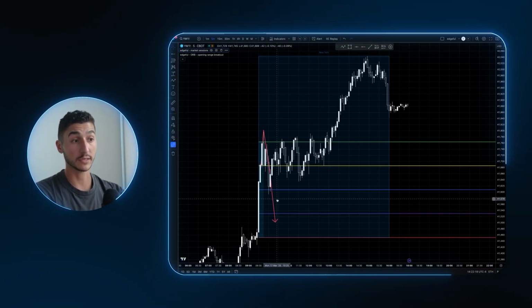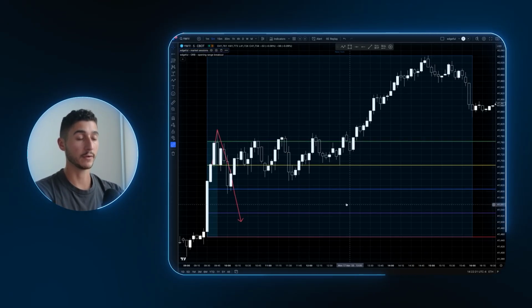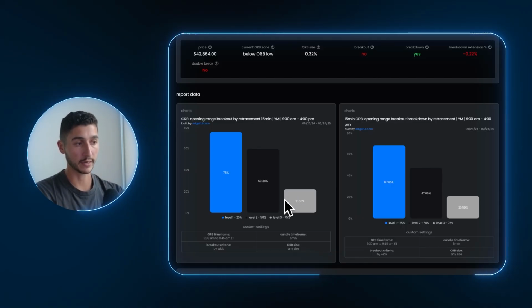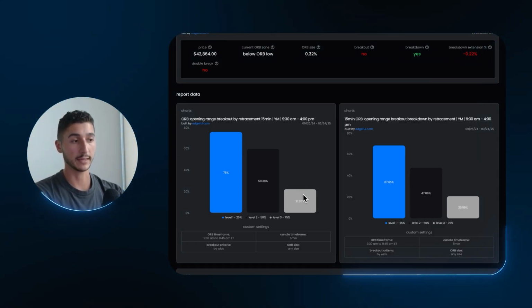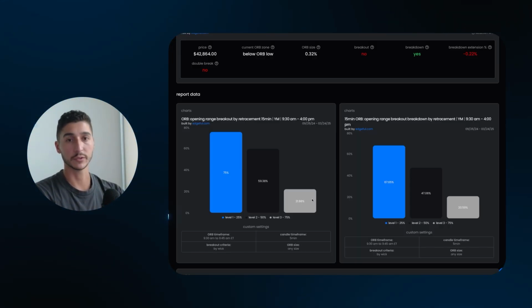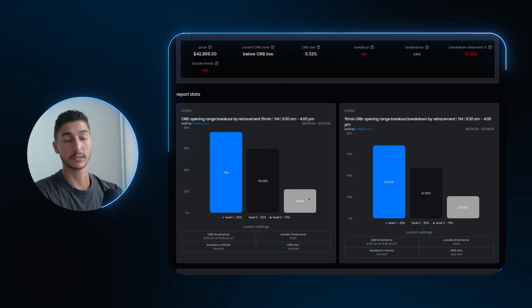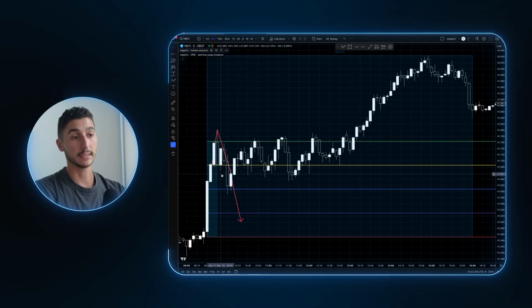We can also use this as a stop loss as well. This is a great report to use. So for example, right here, your trade idea becomes pretty much invalidated if price only will get there and then bounce 21% of the time. So this is one of the ways that I like to use this report to dictate my entry.